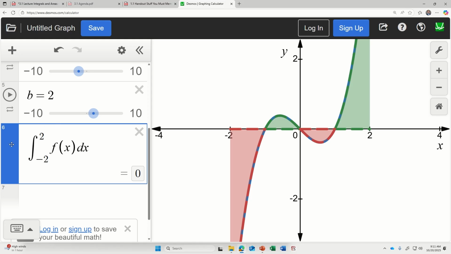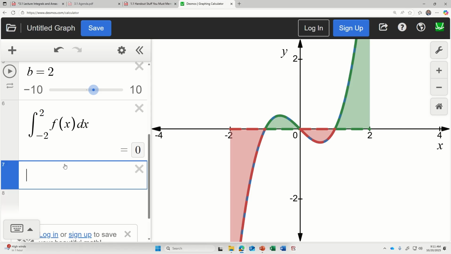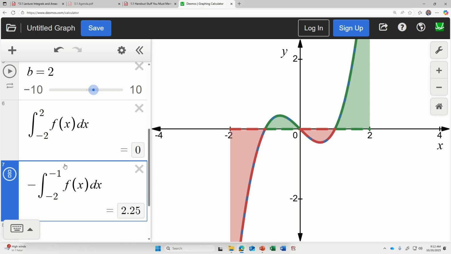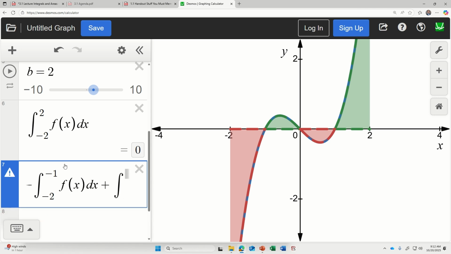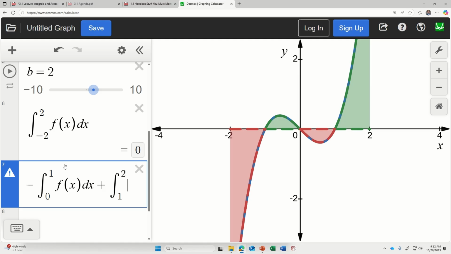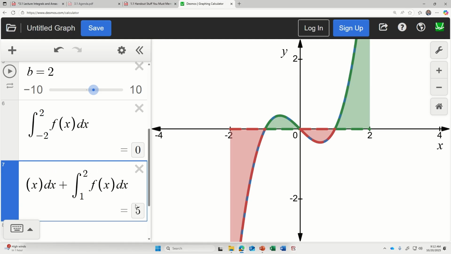So the annoying part of this is saying, okay, I first need negative the integral from negative 2 to negative 1 f of x dx, plus the integral from negative 1 to 0 f of x dx, minus the integral from 0 to 1 f of x dx, plus the integral from 1 to 2 f of x dx, and that's 5 to check our answer.